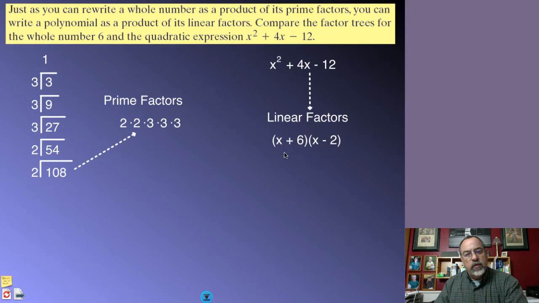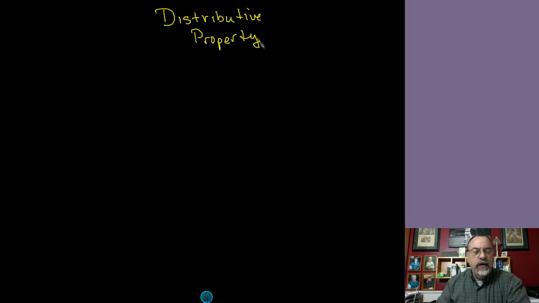Now, before we move forward and look at an example of getting a polynomial from its linear factors, let's talk about how we multiply these together. And in order to do that, I want to talk about the distributive property. I want to take a few moments to talk about the distributive property because the distributive property is the mathematics behind what we're going to be doing when we're multiplying these linear factors together.